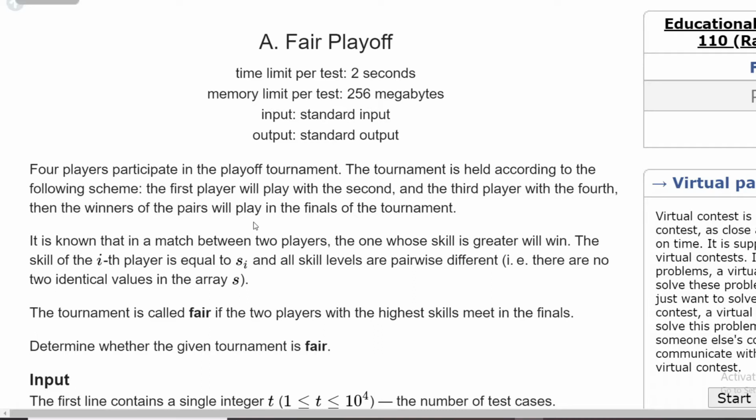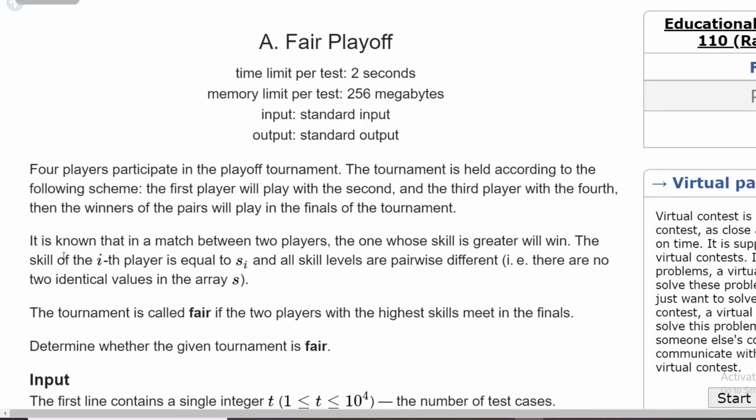This statement is basically saying that there are four players and there is a tournament going on. Those four players participate in that tournament, and this tournament is held according to some rules. According to those rules, the first player will play with the second, and the third player will compete with the fourth player. After that, the winners of the pairs will reach the final, and there they will compete.